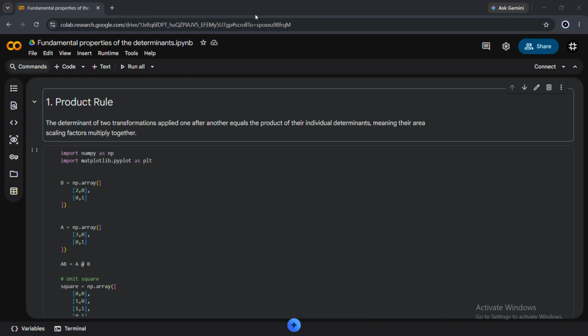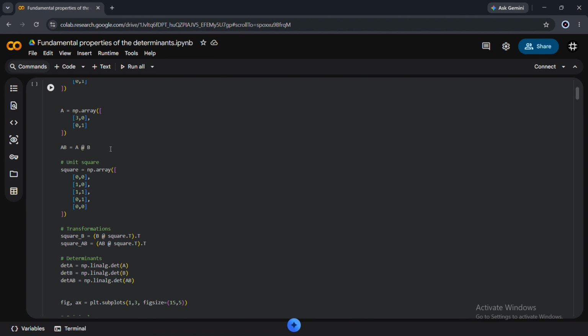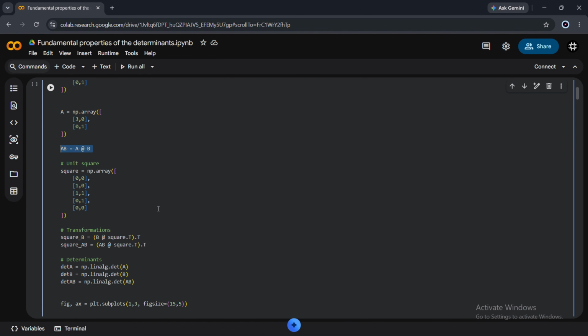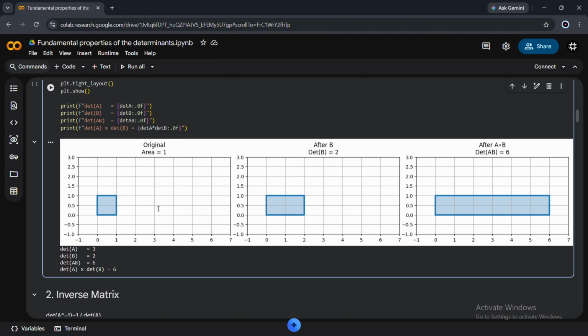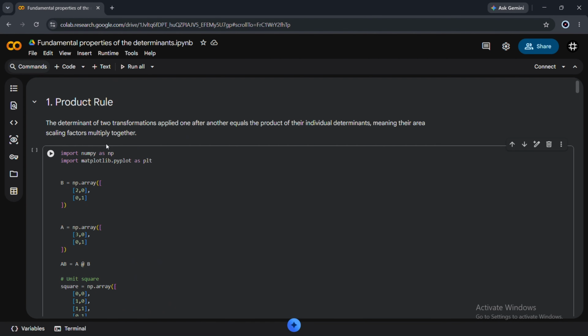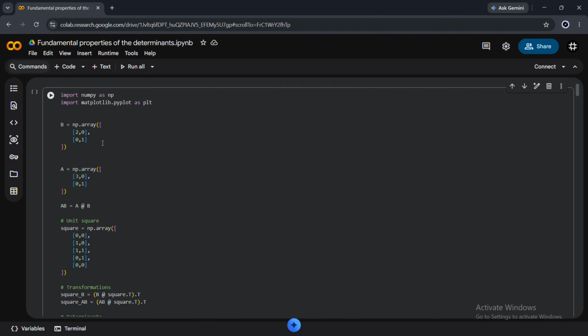Now let's look at some of its most important properties. First, the product rule. Suppose we apply two transformations one after another. First transformation B, then transformation A. The combined transformation is simply A times B. Now think about what happens to the area. If B doubles the area and then A triples it, the final area becomes 6 times larger. So this gives us one of the most important properties of determinants. In simple words, the total scaling factor is the product of the individual scaling factors.